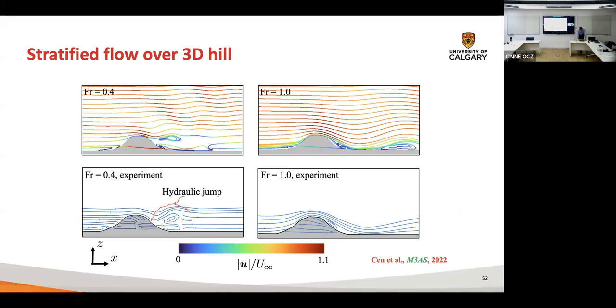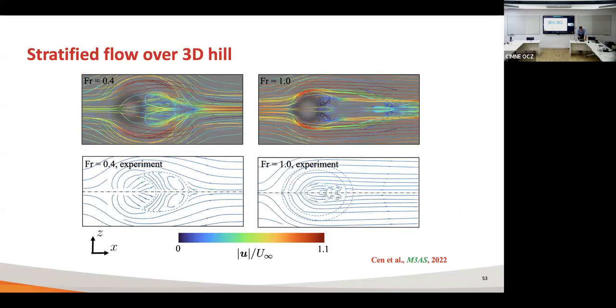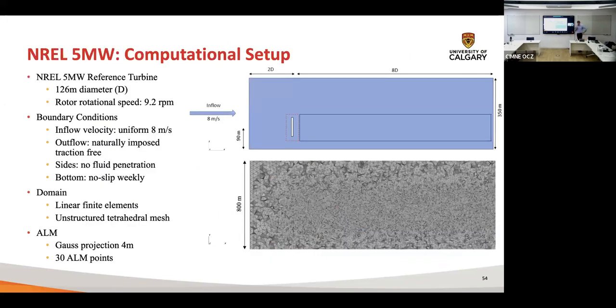Again, this is just some comparison with the experiment in terms of qualitative and the different point of view on that. Now, a very last test case, because again, I introduced this actuator line model, so I want to show how it performs. So we did the validation on several wind turbine benchmark cases. We started with the very well documented NREL 5 megawatt wind turbine.